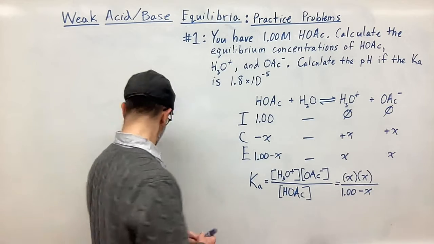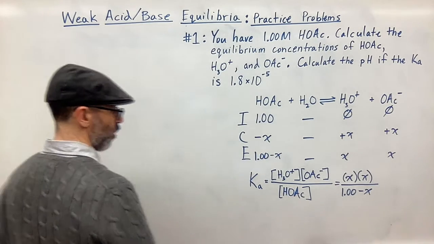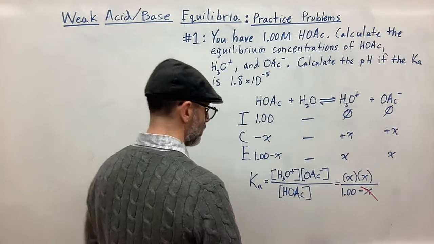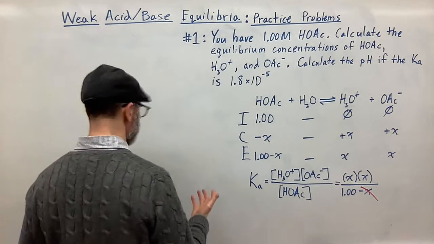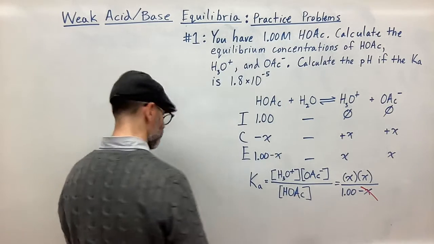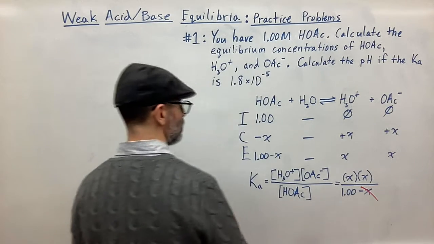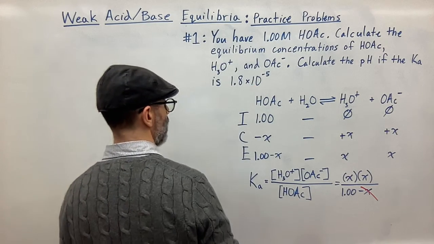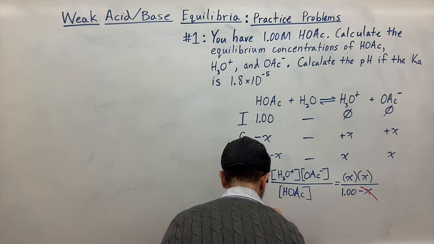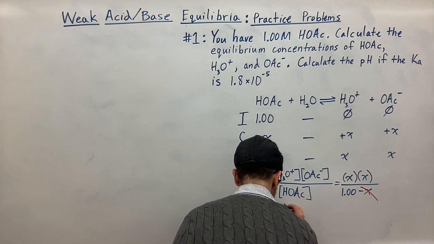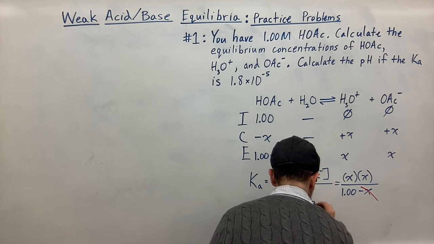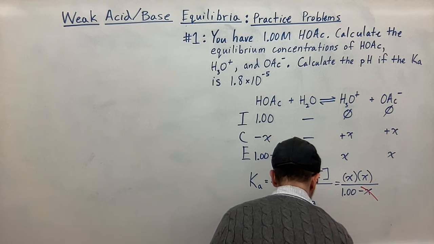So we'll go ahead and do that. We'll get rid of x. We'll assume it's so small that subtracting it from 1 isn't going to change anything. So 1.8 times 10 to the negative 5 is going to be equal to x squared over 1.00.